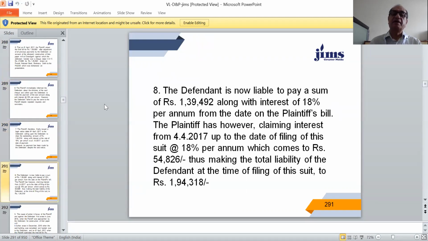Para 8, the defendant is liable to pay a sum of rupees 1,39,492 along with interest of 18% per annum from the date of the plaintiff's bill. The plaintiff has, however, claimed interest from 4th April 2017 up to the date of filing of this suit at the rate of 18% per annum, which comes out to be rupees 54,826, thus making the total liability of the defendant at the time of filing this suit rupees 1,94,318.